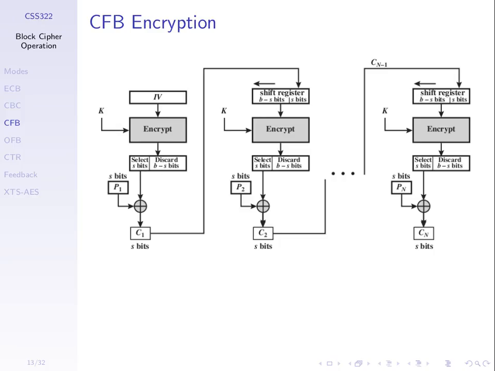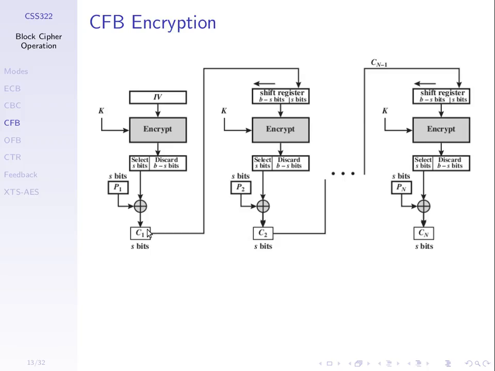In CFB, we take an initialization vector, IV, and encrypt it using DES or AES or our other block cipher. Let's say we get 64 bits out. We take the first S bits. S may be 8. We discard the remaining bits, because what we want to do is encrypt just a small sequence of bits of plaintext at a time. S bits in general, or as an example, let's say S is 8, the block is 64, so we discard 56 bits. So this is using a 64-bit block as an example, but only encrypting 8 bits of plaintext at a time, which is like a stream cipher.